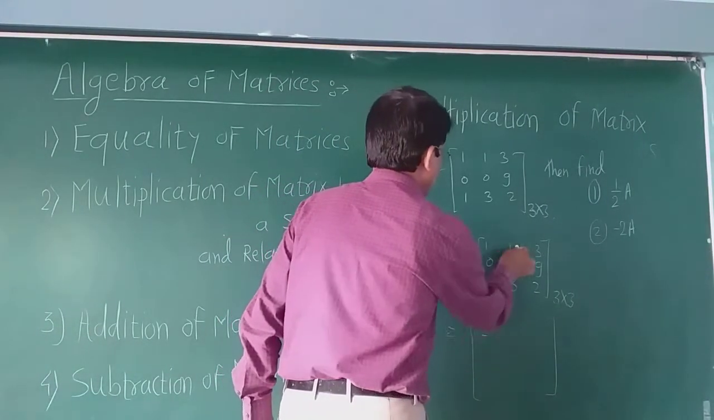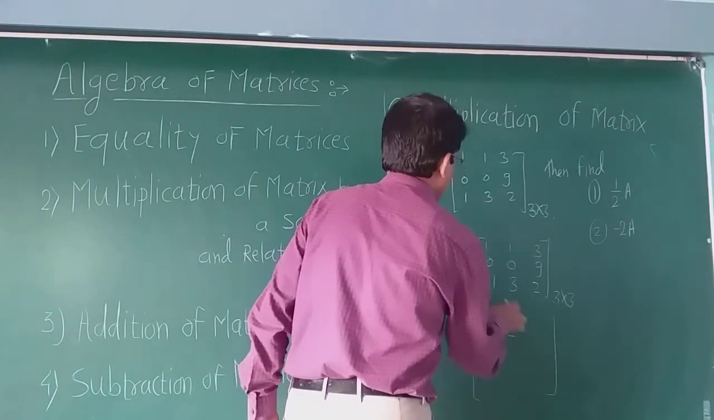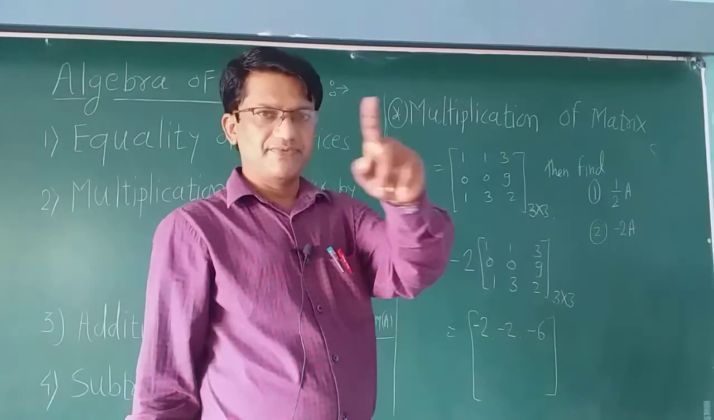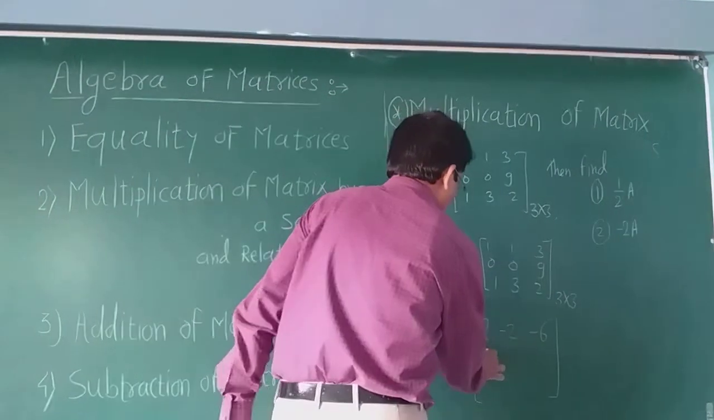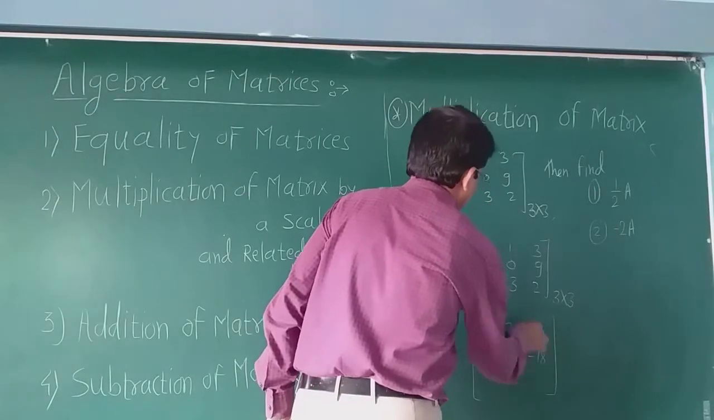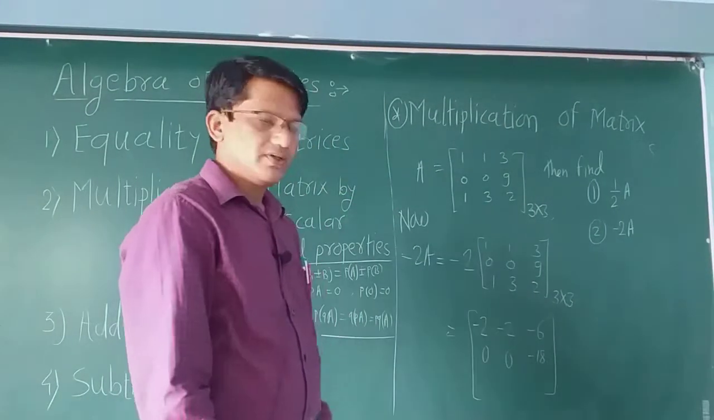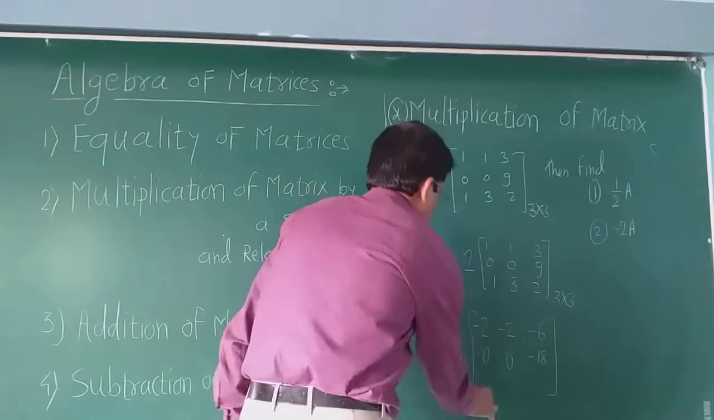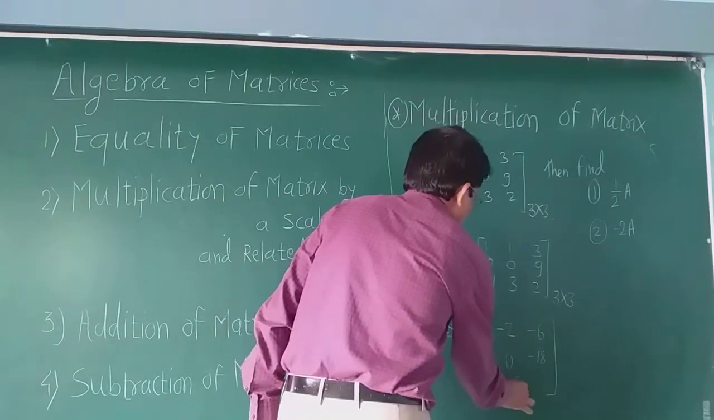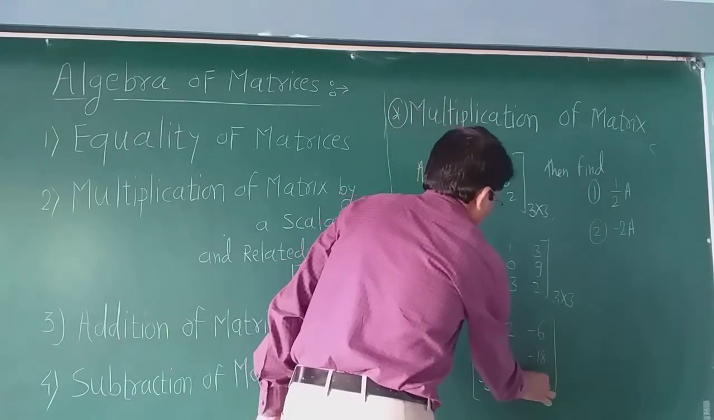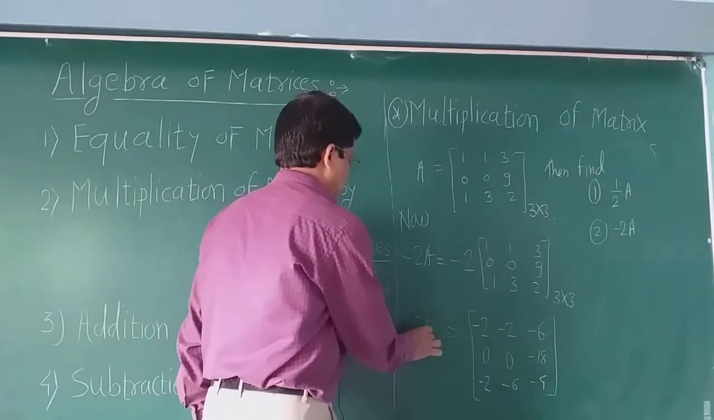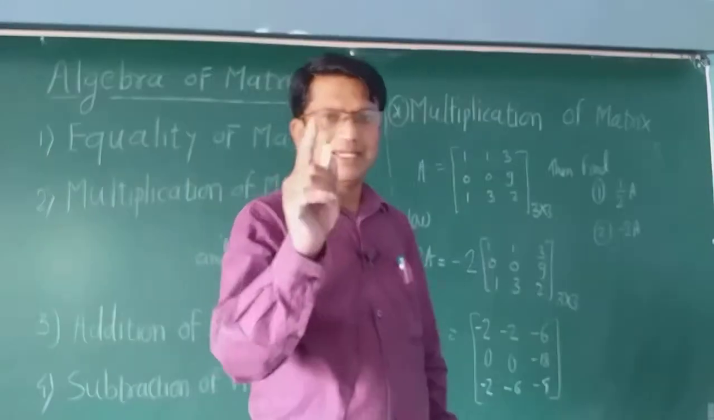Here minus 2, here also minus 2, here minus 6. This is the first row. Second row: 0, here 0, here minus 10. Minus 2 with the second row, again minus 2 with this: minus 2, minus 6, here minus 4. And this is the answer of minus 2A.